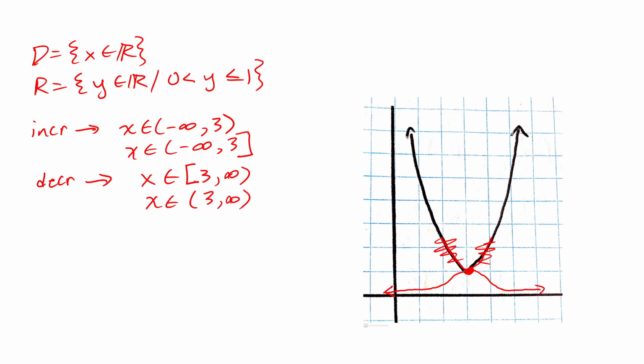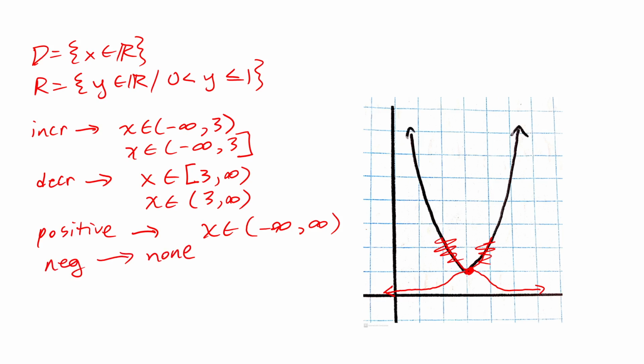Okay, now our positive interval, well, every single point there does have a positive y coordinate, and the curve is defined over all x between negative infinity and infinity, so that's our positive interval. And our negative interval, there is none. And in terms of asymptotes, the only asymptote is a horizontal asymptote at y equals 0.